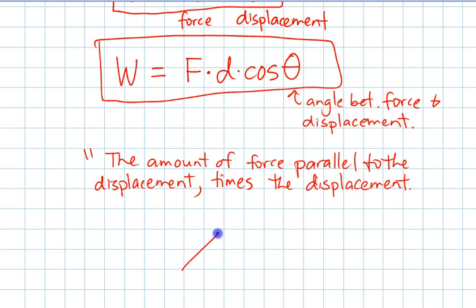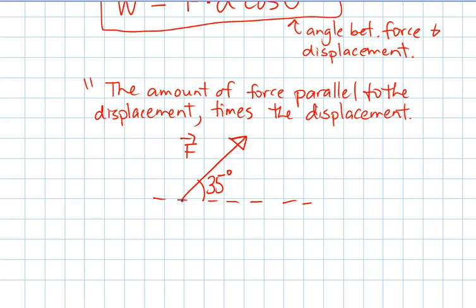Let's say I have a force which is going at some angle above the horizontal. Let's say it's, I don't know, 35 degrees. And let's say that I'm using this force to drag something, and so the object that I'm moving, maybe it's a box, is actually displaced horizontally. So what my definition tells me is that the work that I do is equal to the amount of force, which is parallel to the displacement, times the displacement itself.